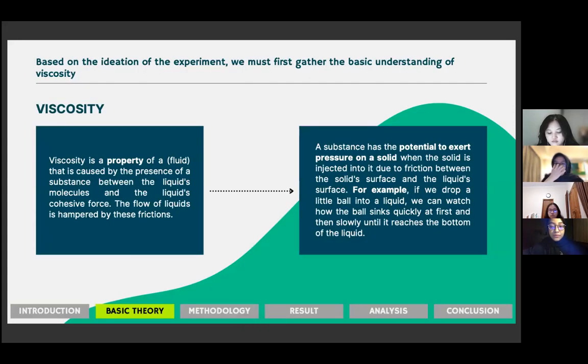Based on the ideation of the experiment, we must first gather a basic understanding of viscosity. Viscosity itself is a property of a fluid that is caused by the presence of substance between the liquid's molecules and the liquid's cohesive force. For example, if we drop a little ball into a liquid, we can watch how the ball sinks quickly at first and then slowly until it reaches the bottom of the liquid.